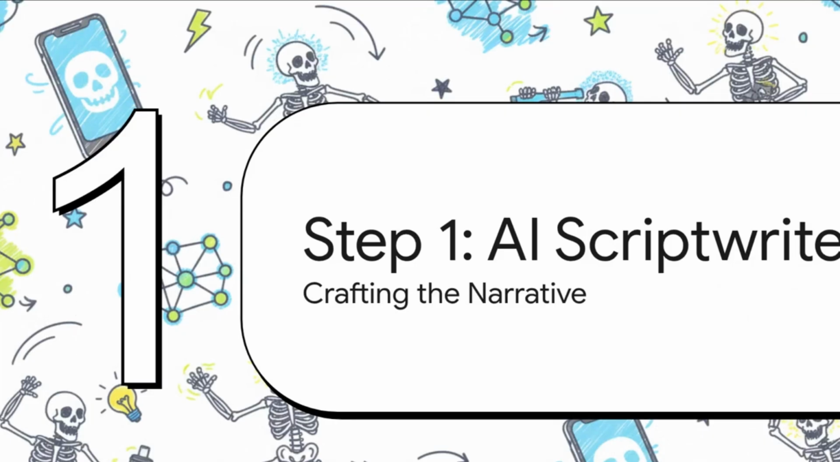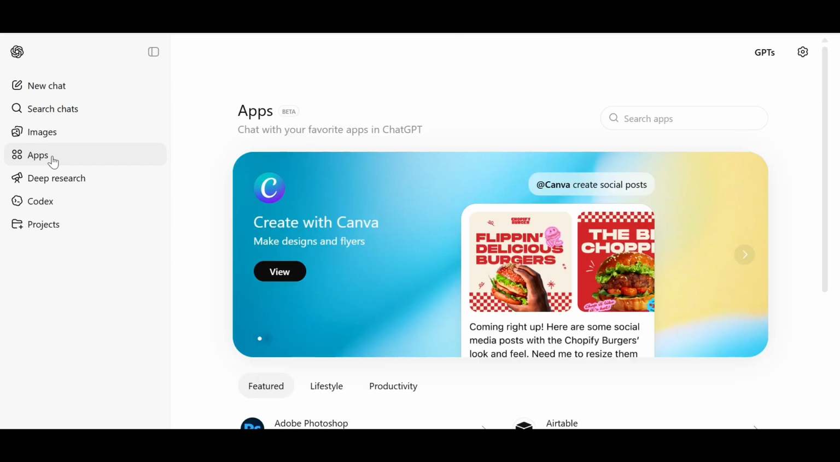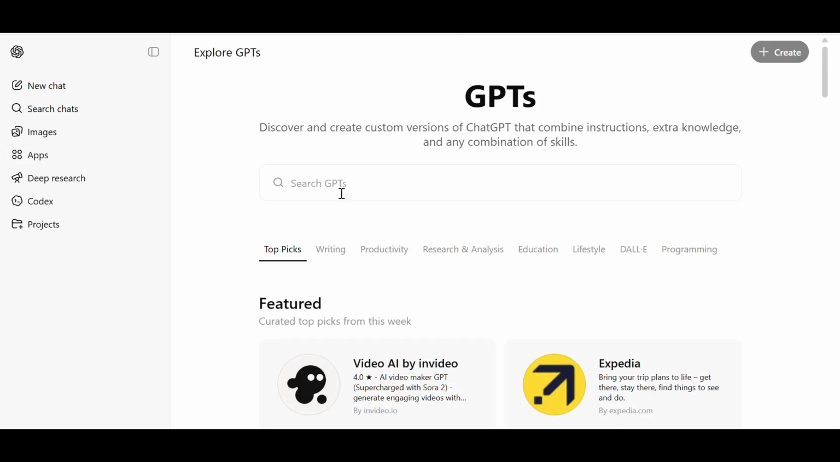You know, every good video has to start with a solid idea. We're going to use ChatGPT for this, and it's not just going to give us a topic, it's going to break it down into scene-by-scene instructions for our visuals. So the process here is actually really simple, but there's one key trick. First, you just open up ChatGPT, but instead of starting a normal chat, you're going to go to the Explore GPT section. In that search bar, you're going to type in skeleton shorts.